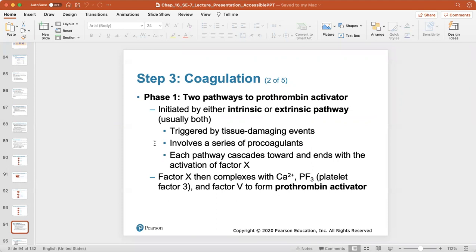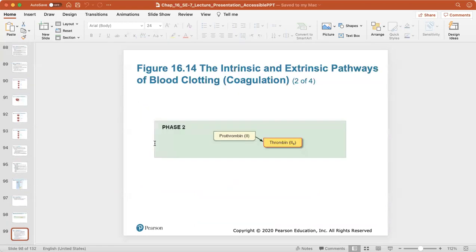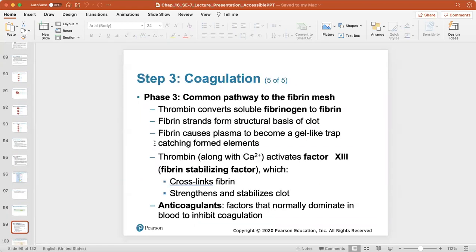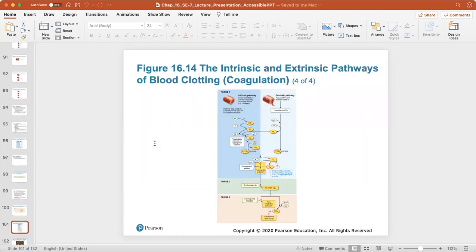I'm going to skip over the phases of coagulation. You don't need to know those 3 stages, but coagulation is all the factors that come together to help clot blood.